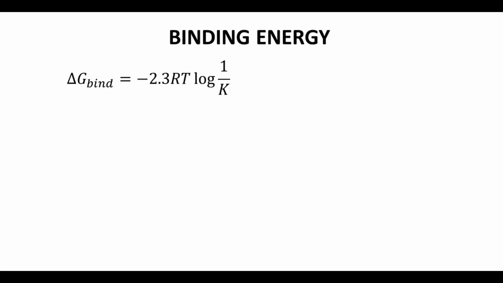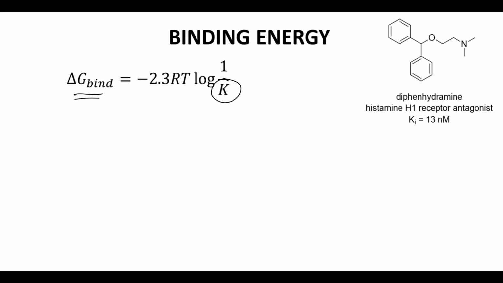On the screen is an equation that relates equilibrium constants to the binding energy between a molecule and its target protein. DeltaG bind is our binding energy. K is our Kd or Ki. Note that we use 1 over K in this equation because binding is the reverse of dissociation. Diphenhydramine is a histamine H1 receptor antagonist with a Ki of 13 nanomolar, or 1.3 times 10 to the minus 8th molar. Our units must be molarity for this equation to work.